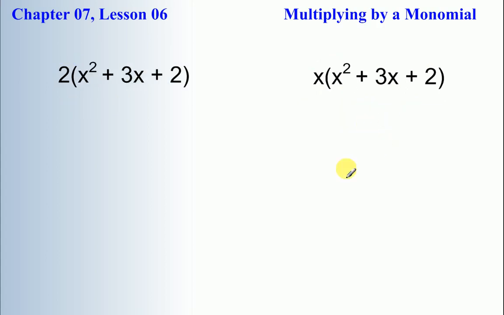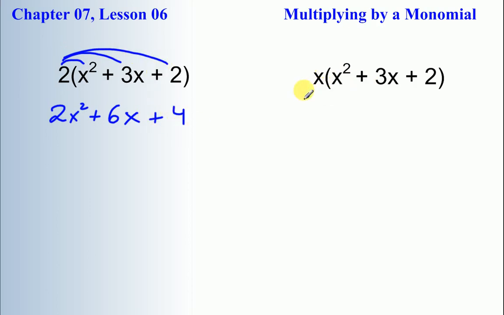What about if there was a trinomial in the parentheses? Works the same way. Distributive property. I take what's in front and multiply by everything inside. So 2 times x squared is 2x squared. 2 times 3x is 6x. And 2 times 2 is 4.